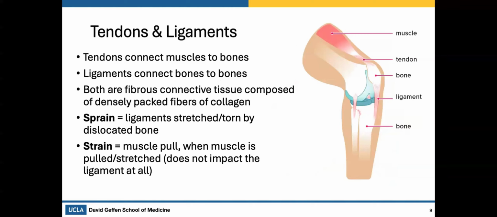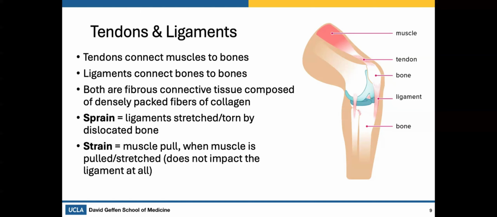Tendons and ligaments are both dense connective tissues that play vital roles in the musculoskeletal system, but they have distinct structures, functions, and characteristics. A couple of things to keep in mind that students often get confused are the differences between a sprain and a strain. A sprain occurs when ligaments are stretched or torn by a bone that is temporarily dislocated. A strain, on the other hand, occurs when muscle is pulled or stretched. Strains don't impact the ligaments at all.